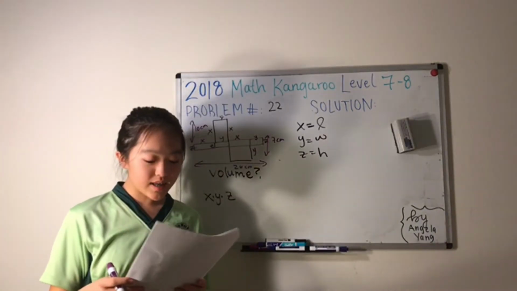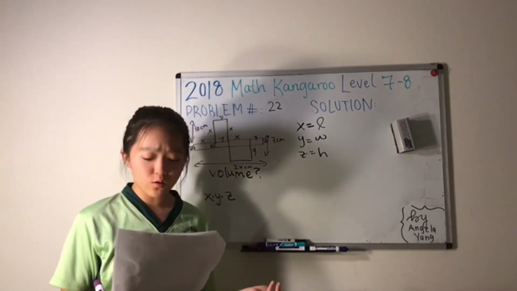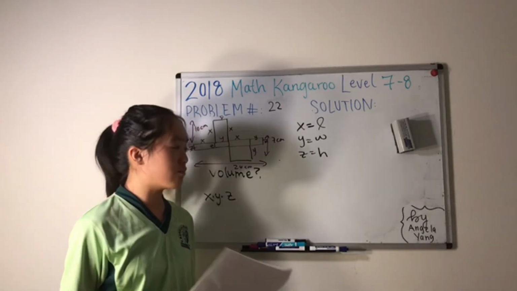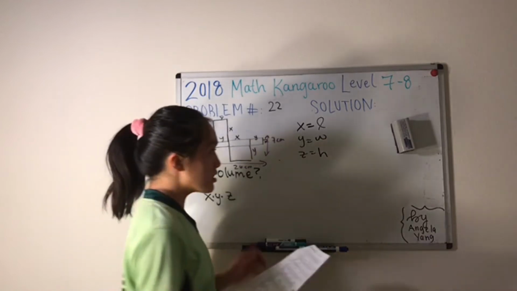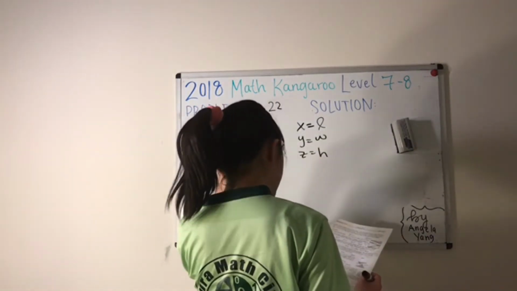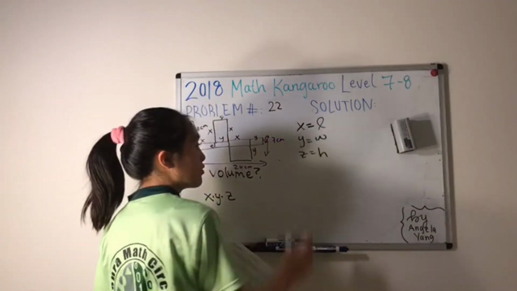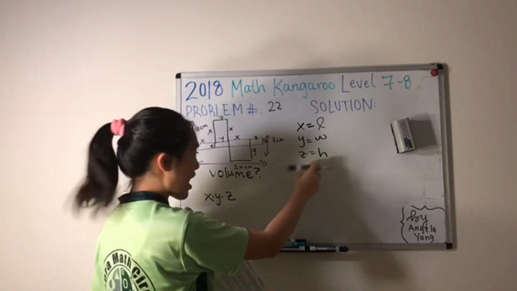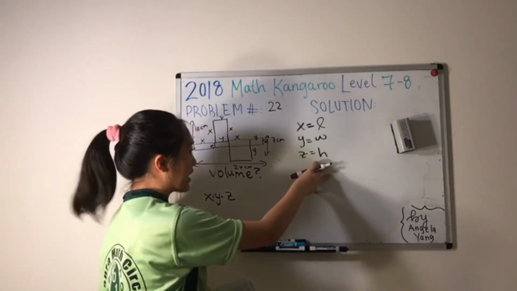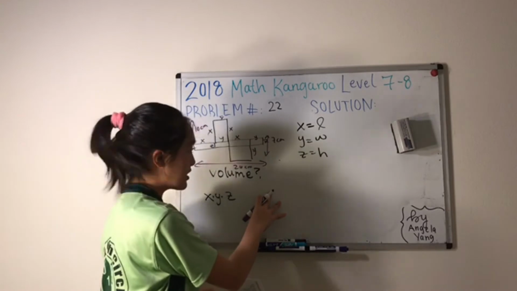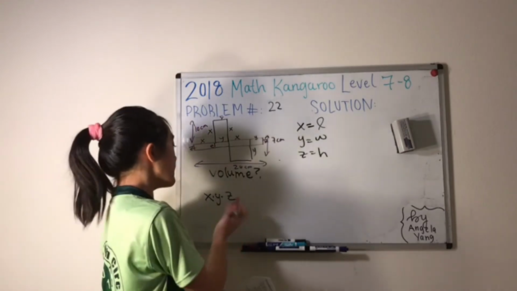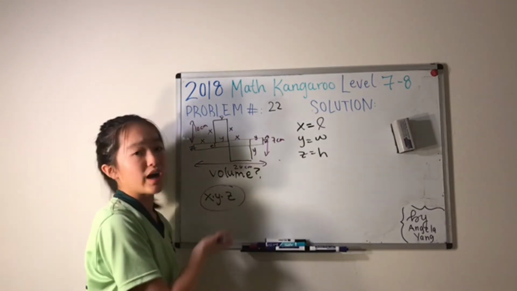Problem number 22 says, the diagram shows a net of an unfolded rectangular box. What is the volume of the box? So in order to solve this, let's assign the values. Let's pretend that x is the length, y is the width, and z is the height. We know that the volume of a box is length times width times height. So our volume in this case is x times y times z.